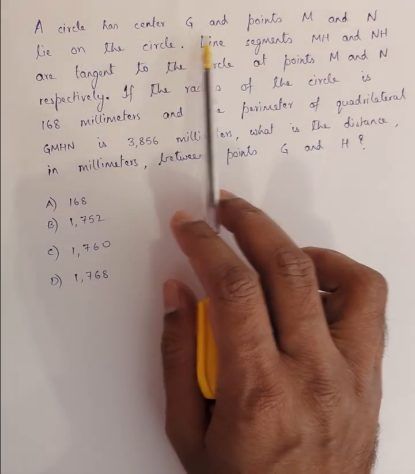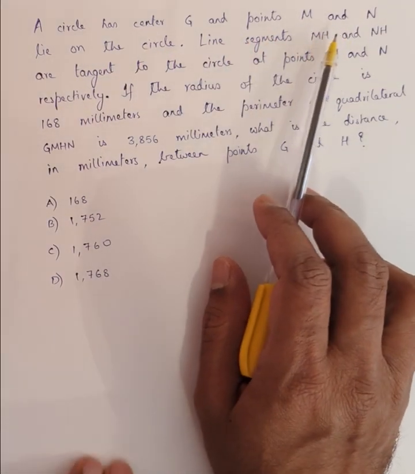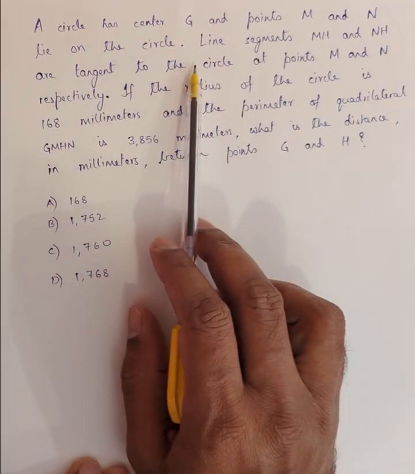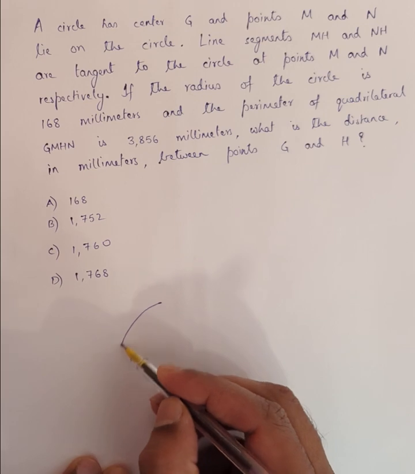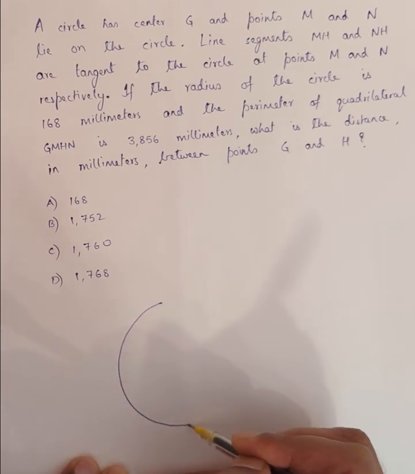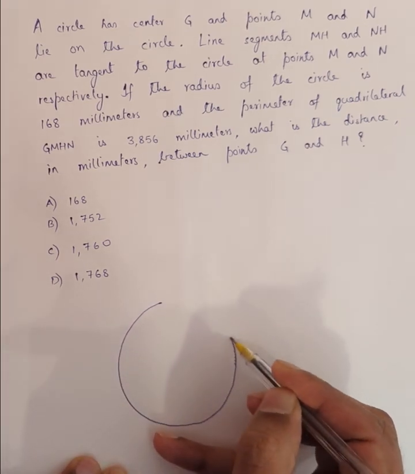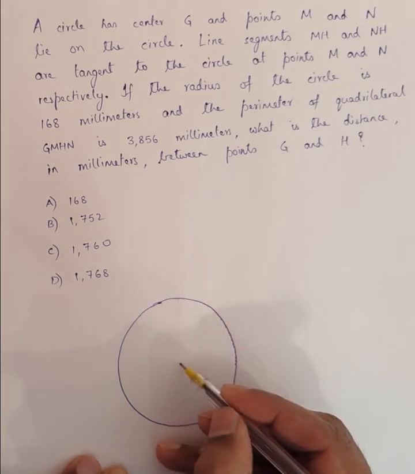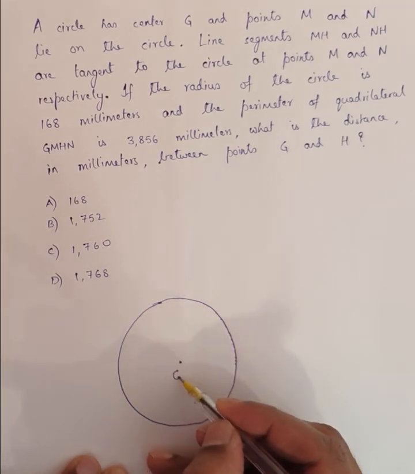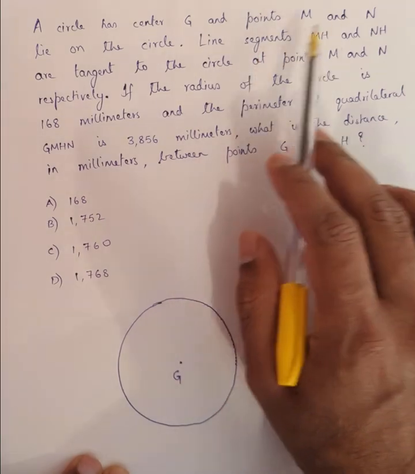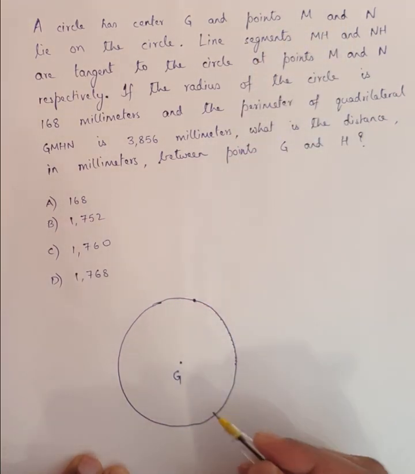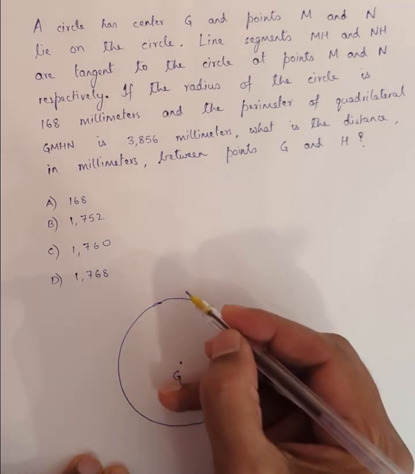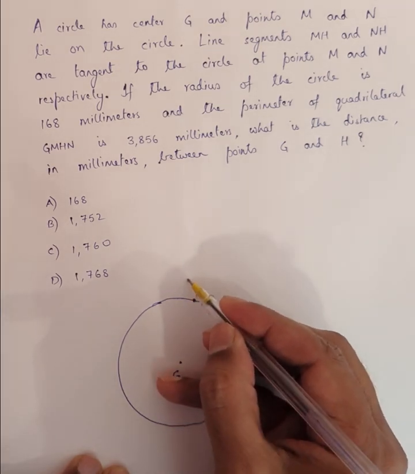A circle has center G and points M and N lie on the circle. So let's go ahead and draw a circle. Label its center as G. And points M and N. So let's pick 2 points. They're M and N.